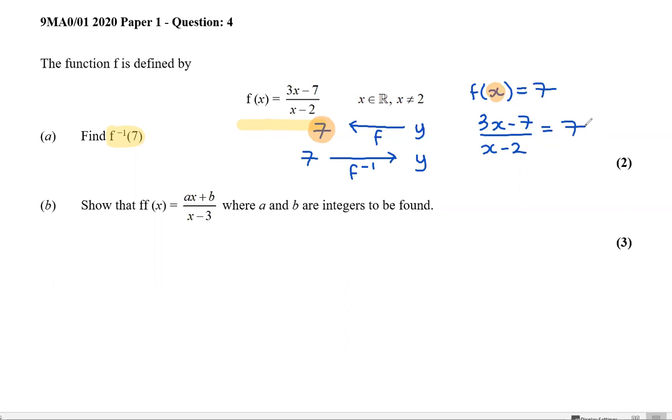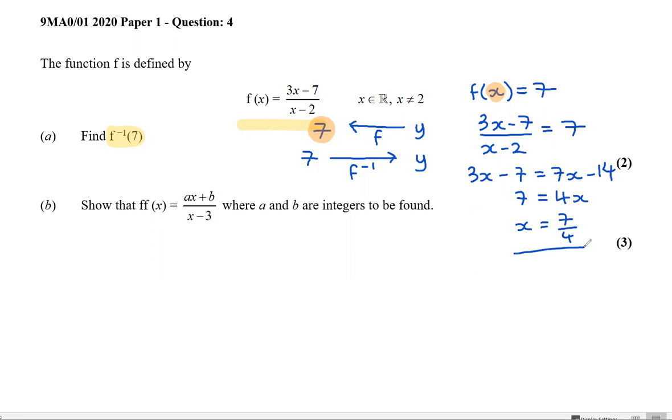If we rearrange, we're going to have 3x subtract 7 is equal to 7x subtract 14. Collecting x's together and constants, we're going to have 7 is equal to 4x. So in other words, x is going to be 7 over 4. Now, as I stated, you can do that by finding the inverse function first and then plugging in 7, if that makes more sense to you. So that's 2 marks for that.